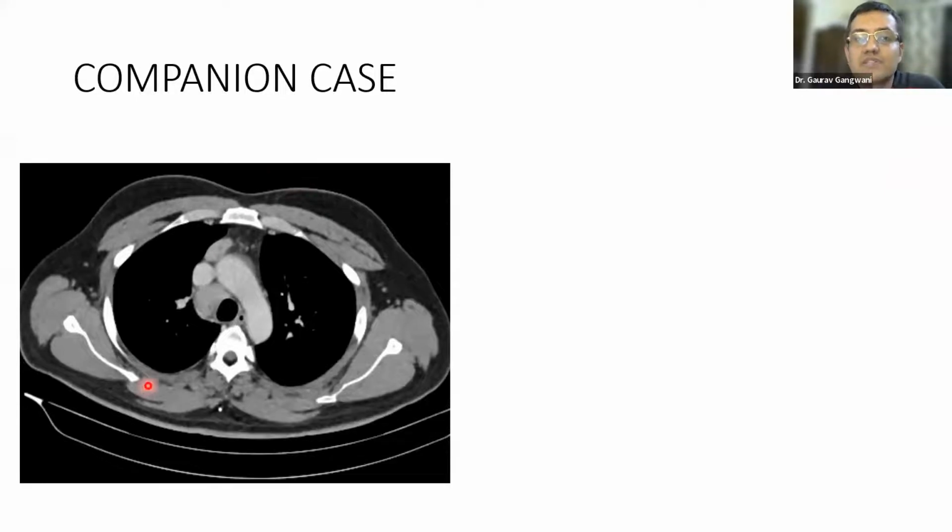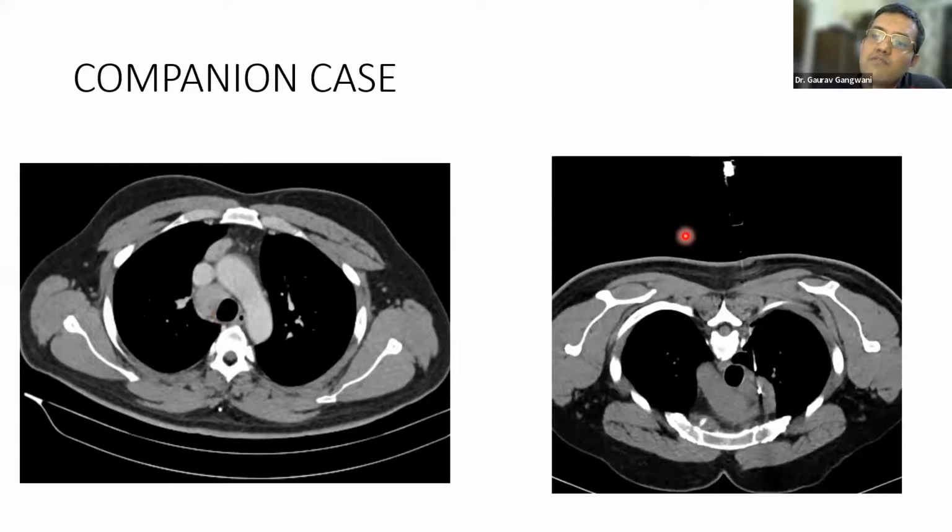biopsy. This is a companion case. Again, a right paratracheal lymph node. The EBUS guided cytology did not give the desired result, and the sample said it was a reactive node. But the chest physician was pretty confident that there are tiny areas of necrosis and it is a pathological node. So we were called in for a biopsy.